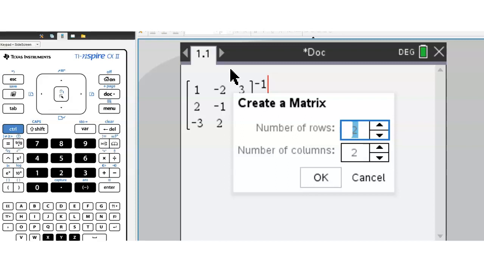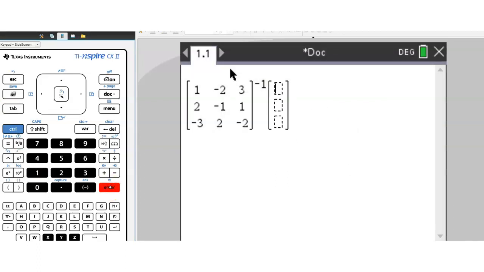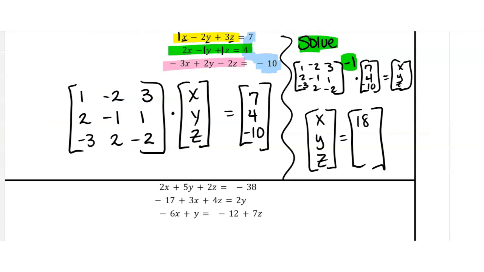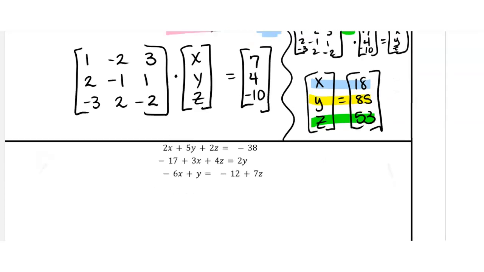And this one is 3 rows by 1 column. And then here we're going to enter 7, 4, and 10. So our answer is 18, 85, 53, which means my x is equal to 18, my y is 85, and my z is 53.